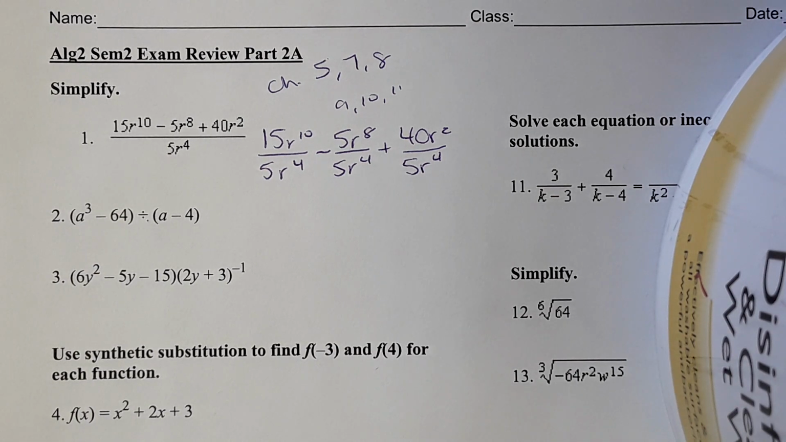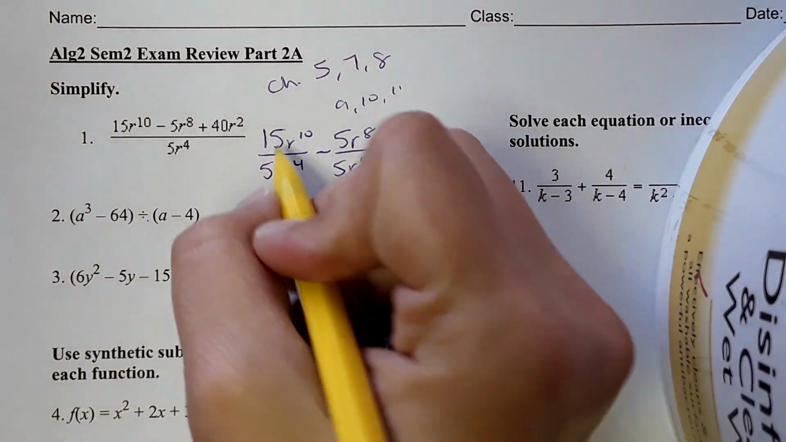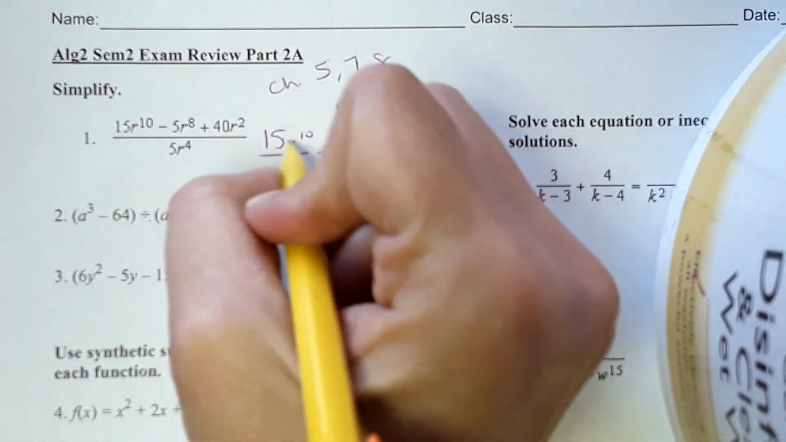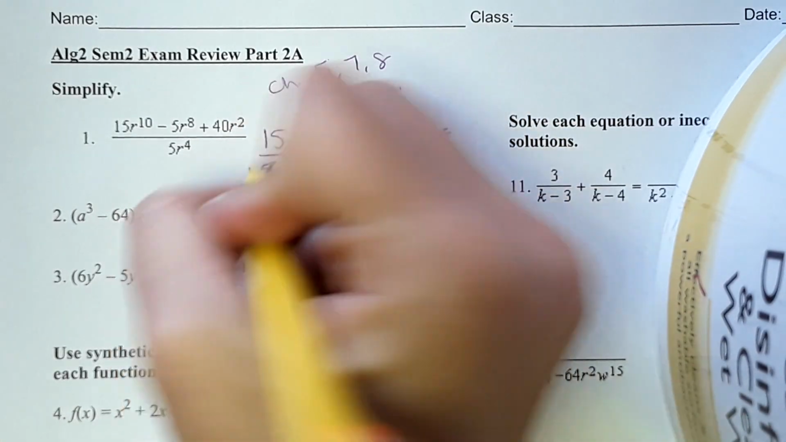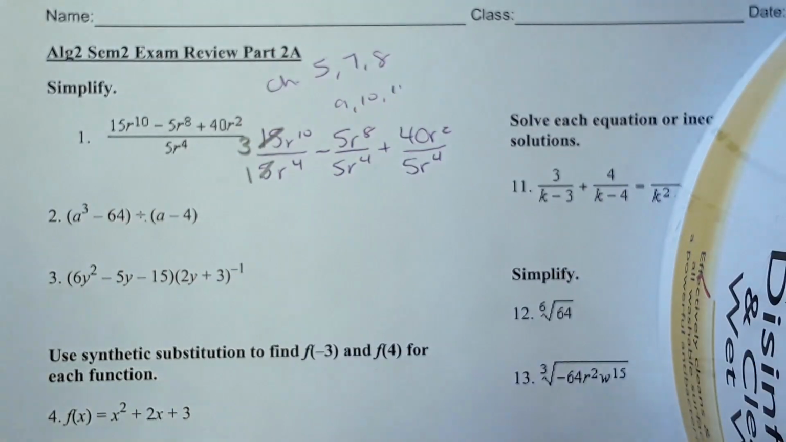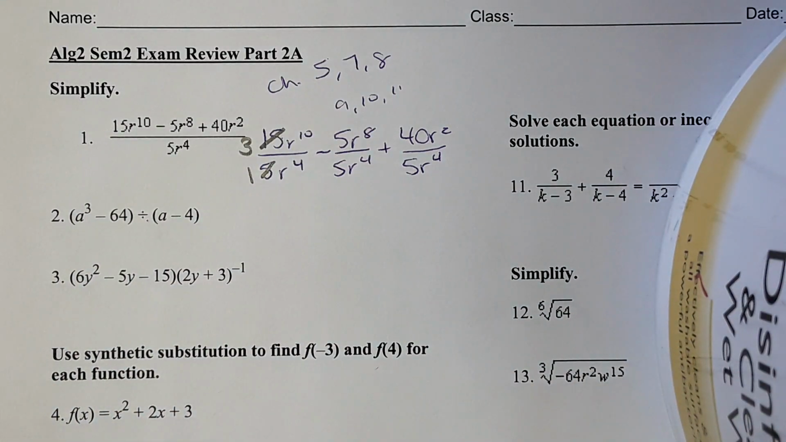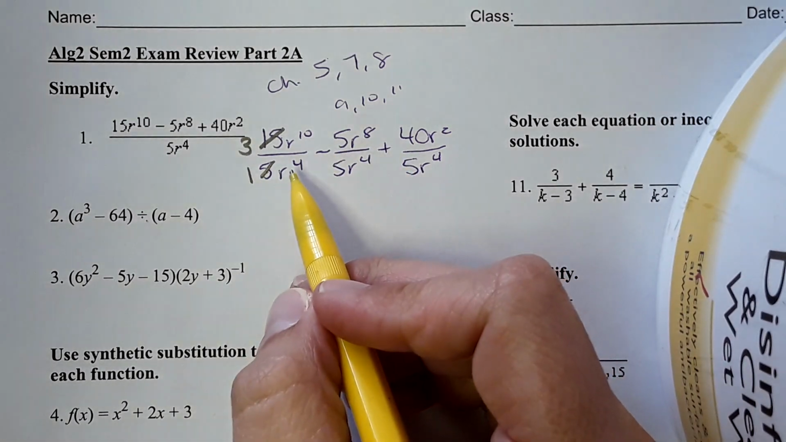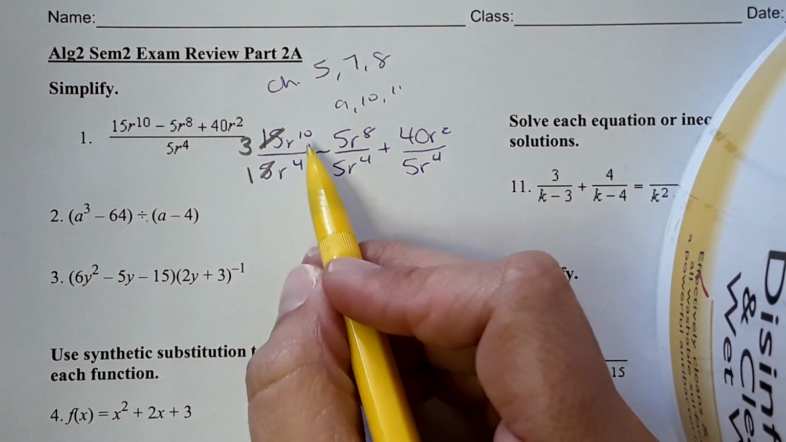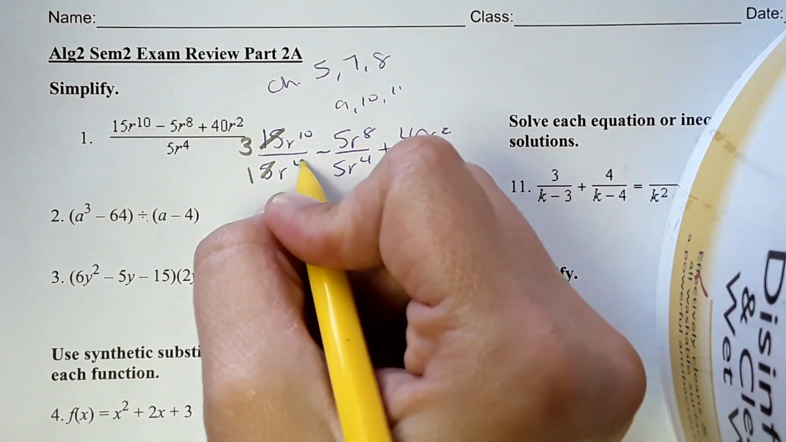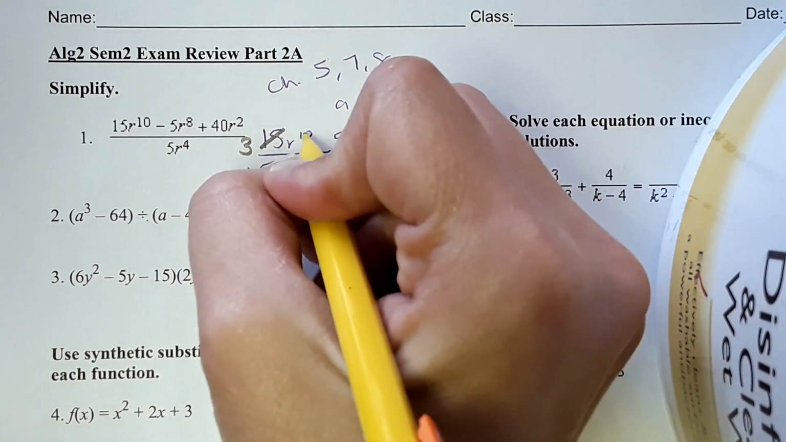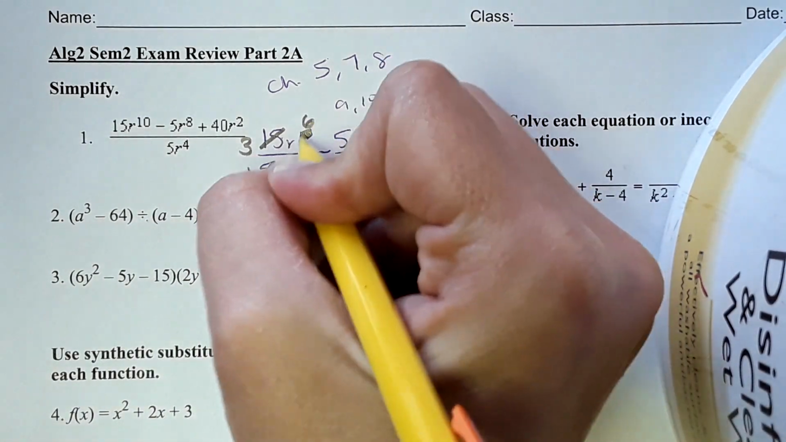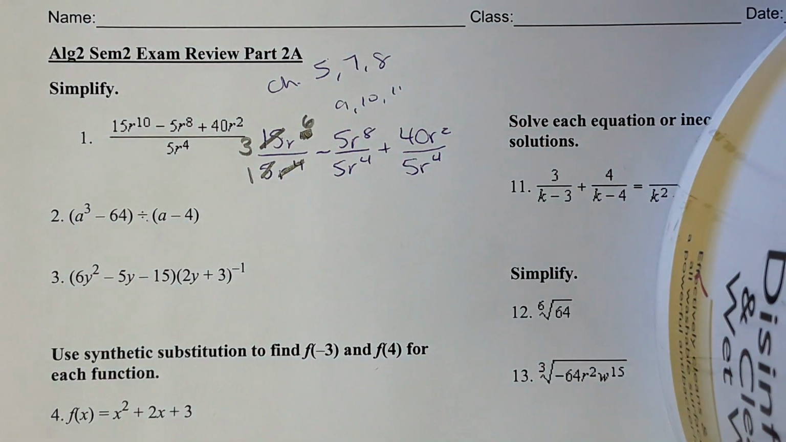And then we can simplify each term individually. So for example, 15 and 5 can both be divided by 5, so that makes this 1 and 3. And then r to the 10th power and r to the 4th. Imagine 4 r's listed out and then 10 r's listed out. All 4 r's would cancel here, and you're left with 6 r's.